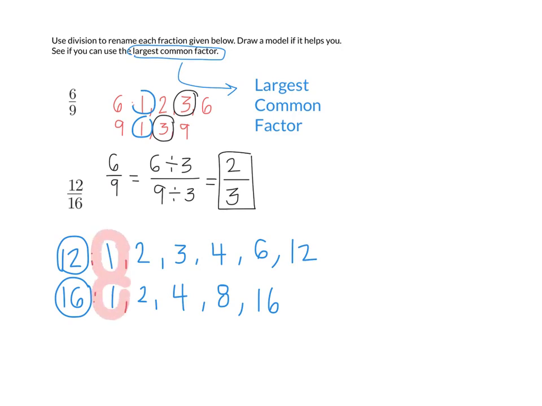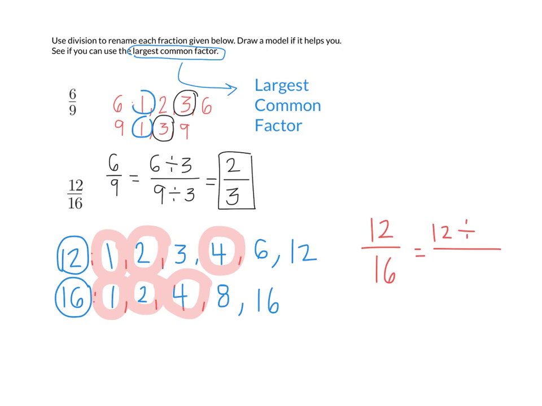1 is a common factor. 2 is a common factor. What else is a common factor? 4. What is the largest common factor between 12 in the numerator and 16 in the denominator? Everyone? 4. So that means I can say that 12/16, if I want to use division, what should I divide by? 4. I should divide by 4?